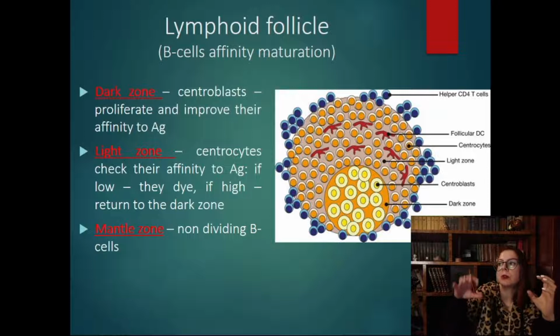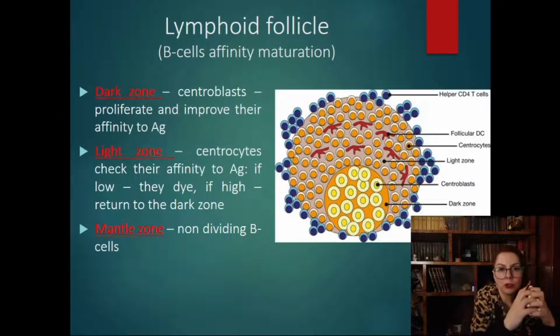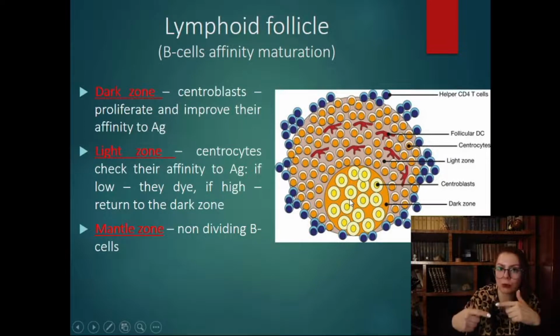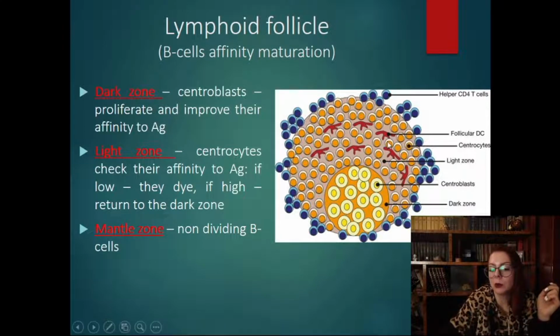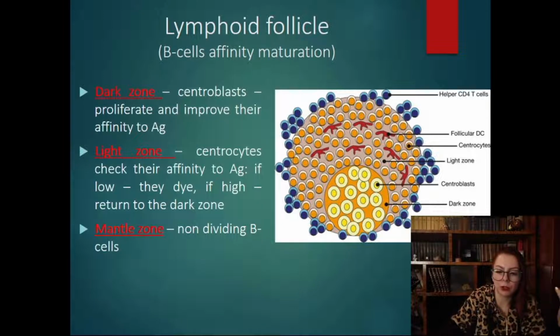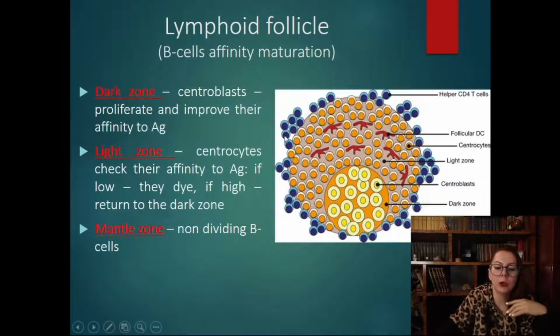So centrocytes with their improved antibodies test those antibodies. If the affinity to antigen has increased, such centrocytes survive and return back to the dark zone. Here they continue to improve their antibodies. If the affinity was lost or has decreased, such centrocytes die through apoptosis. Okay, this is the key event of what happens in the cortex of the lymph node. Affinity maturation through somatic hypermutagenesis.